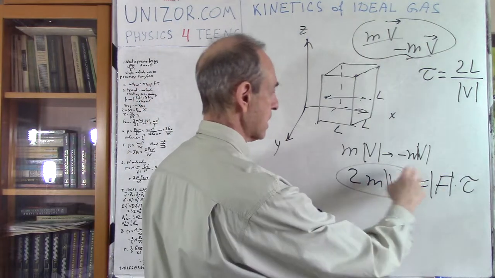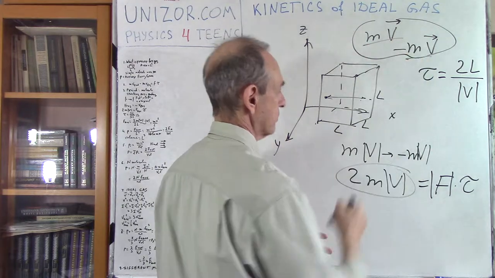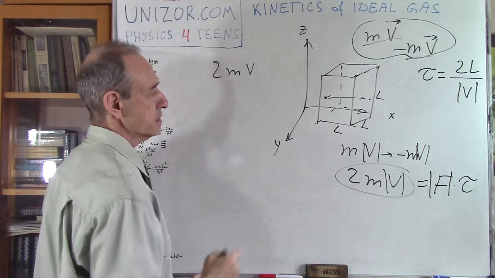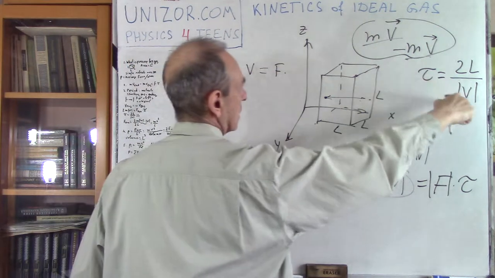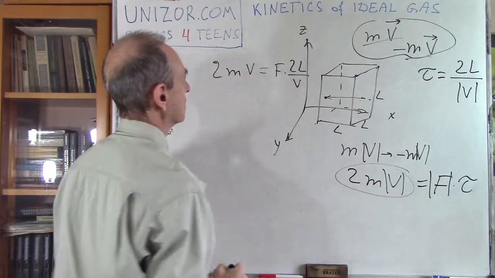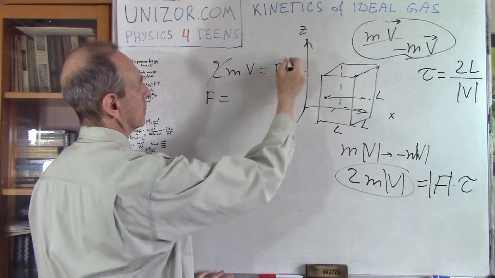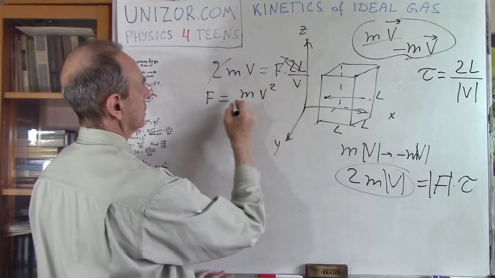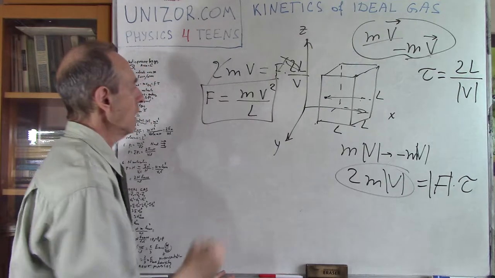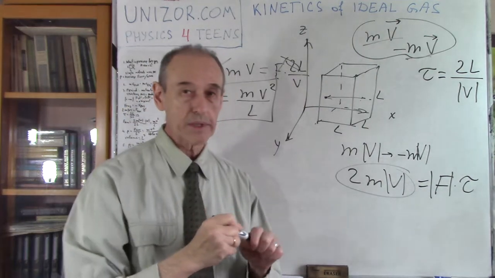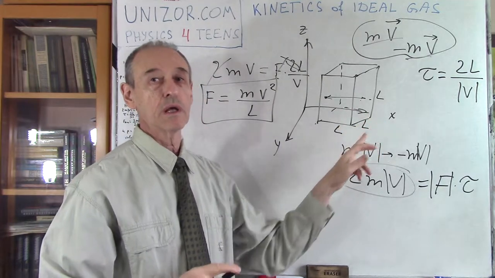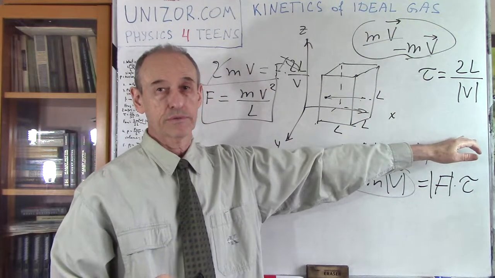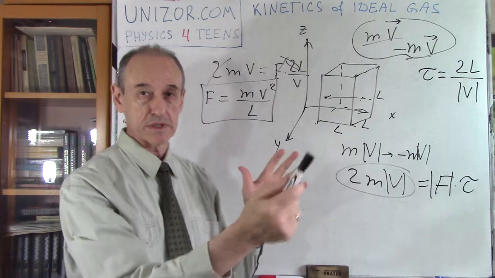So let's just skip these absolute value things. Whenever I don't really use the vector, it means it's a scalar, it's an absolute value. So 2m times the speed is equal to force times my time, which is 2L divided by V, from which F is equal to, 2 is out, so it's mv squared divided by L. Now this is average force, again not the momentarily exerted force, because sometimes it's zero, sometimes it's something. But this is the average force during this period of time.